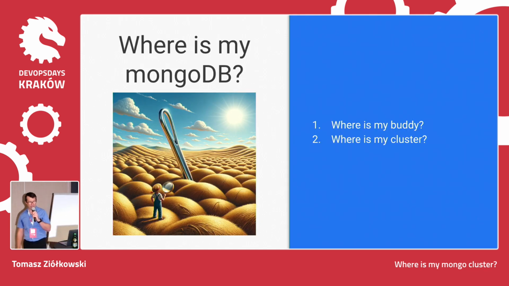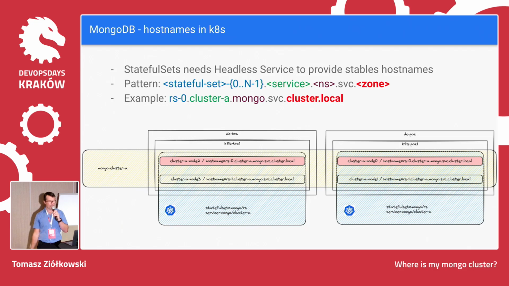Okay, so to answer the question, where is my MongoDB? I divided this question into two aspects. First, where is my body? So how to connect between two nodes of the cluster. And secondly, where is my cluster? So how I can connect to such a cluster from the outside world, from my microservice, which is located outside of the Kubernetes cluster.